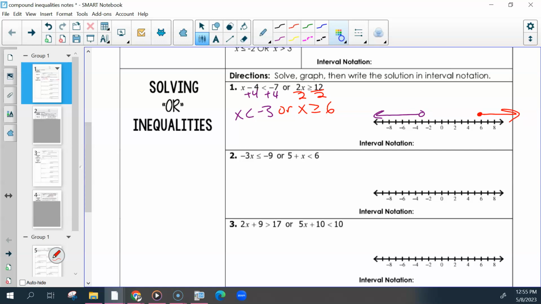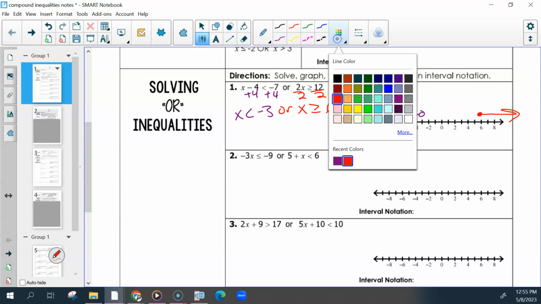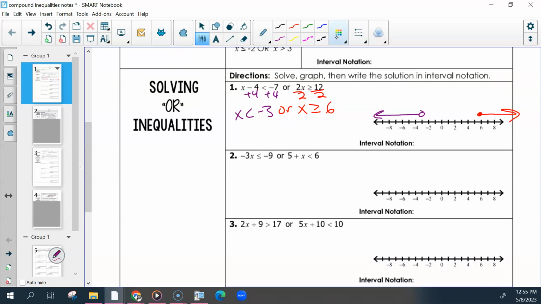And then if we wanted to write the interval notation, which again is not necessary, but good practice. Reading left to right, it would start at -infinity, end at -3. It's open, so parentheses. Or start at positive 6, it's closed, so bracket, and end at infinity. What questions do we have on that one?